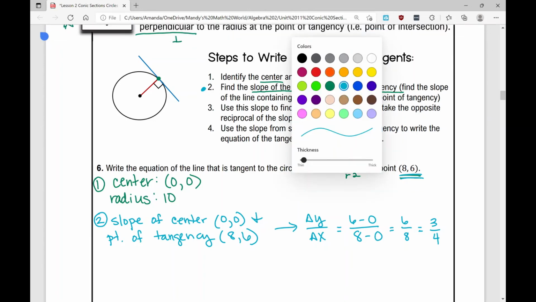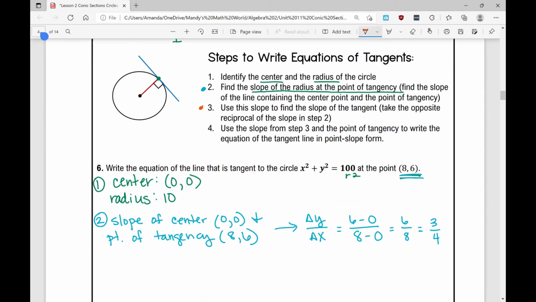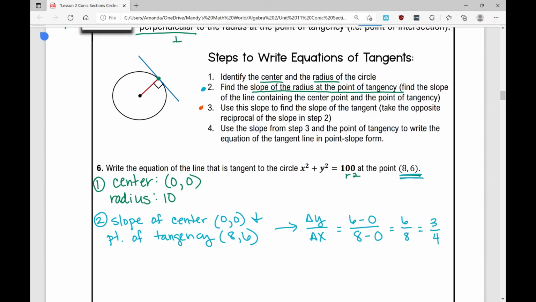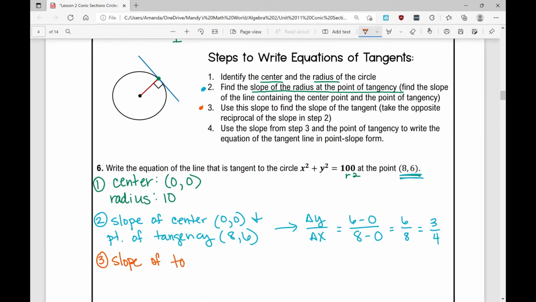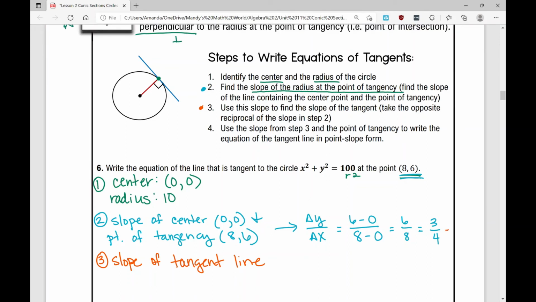Step 3 says to use the slope to find the slope of the tangent. If the tangent is perpendicular to the radius at the point of tangency, then the slope of the tangent line is going to be the opposite reciprocal. So we have to go back to what we know about perpendicular lines. If the slope of the radius is 3 over 4, the slope of the tangent line is negative, flip it, 4 over 3. So here you're going to take the opposite reciprocal.